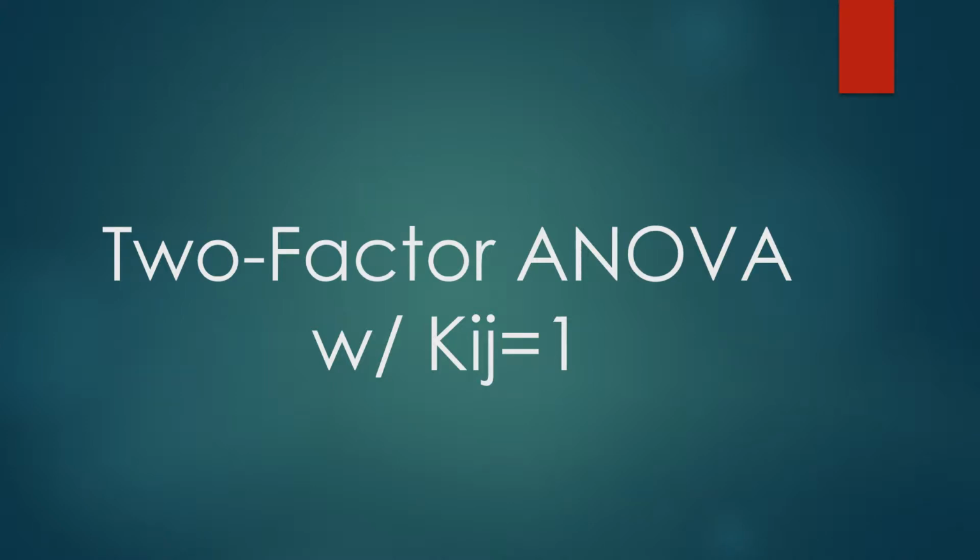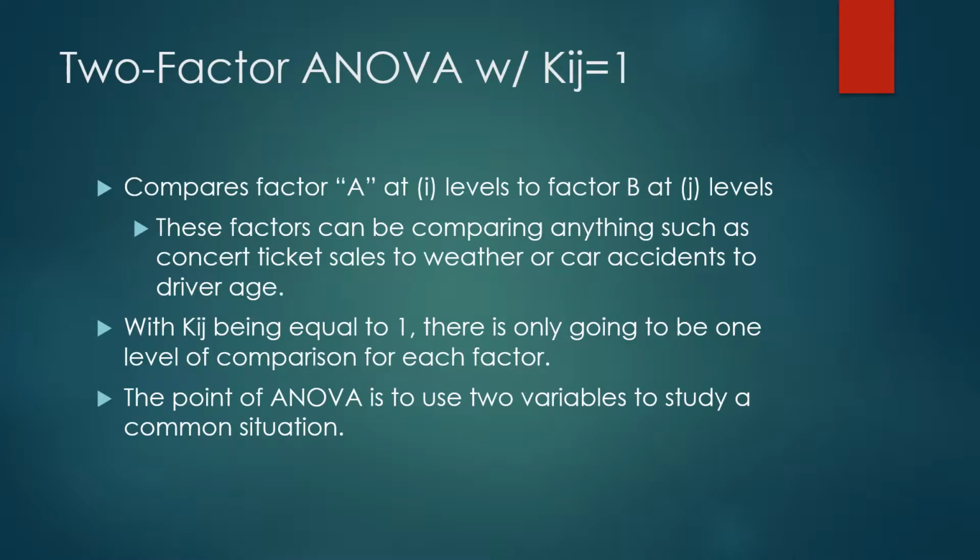Hey guys, today we're going to be studying two-factor ANOVA with Kij equal to 1. ANOVA, which means analysis of variance, is going to be comparing two factors that are both within a similar situation, and these factors are going to be compared at one level, which is implied with Kij being equal to 1.